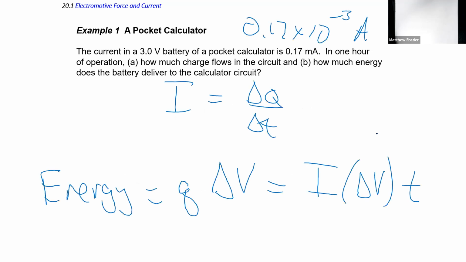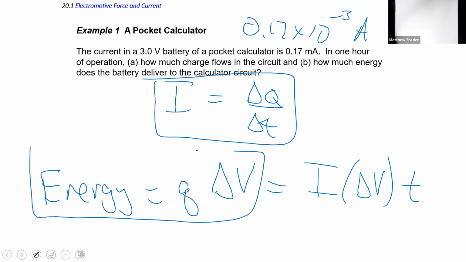Okay, so I'm going to go back for a minute. These equations that I've written out here, we're still going to end up using them in different ways. But generally for circuits, there are better equations to use.